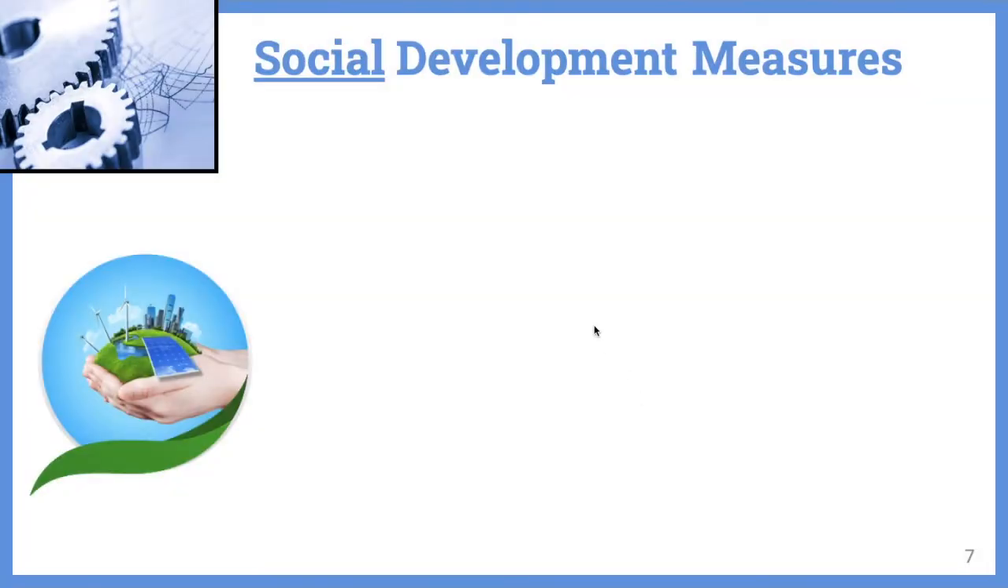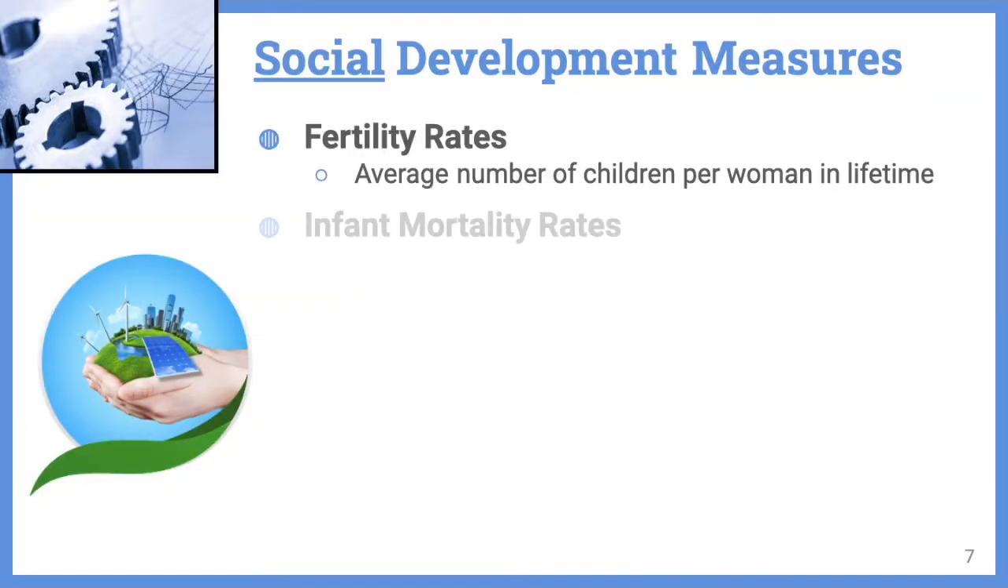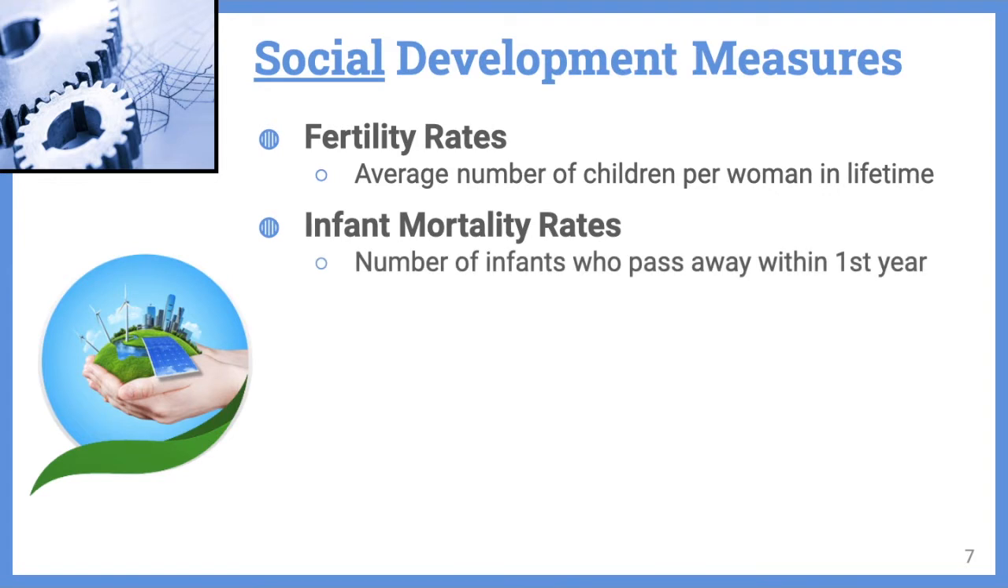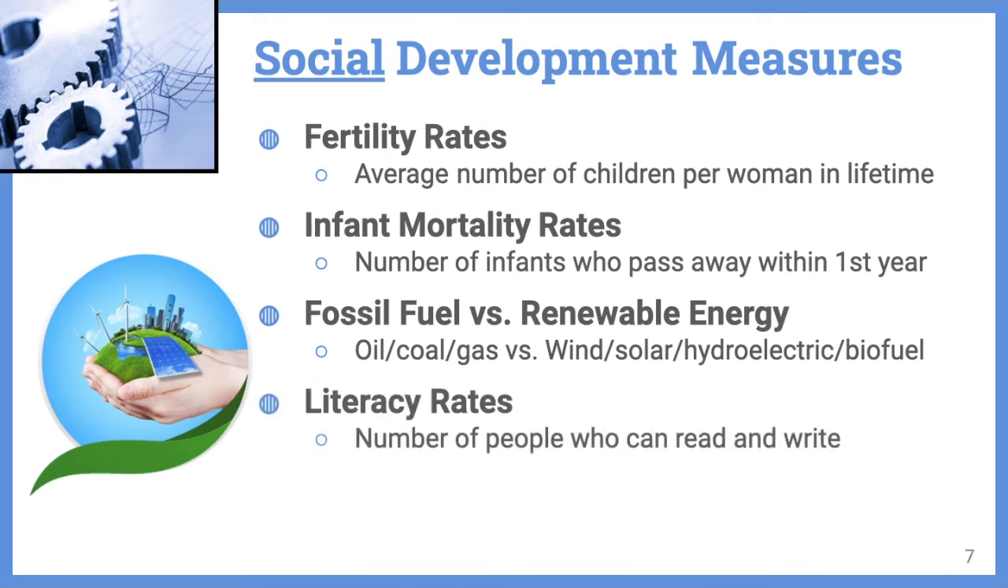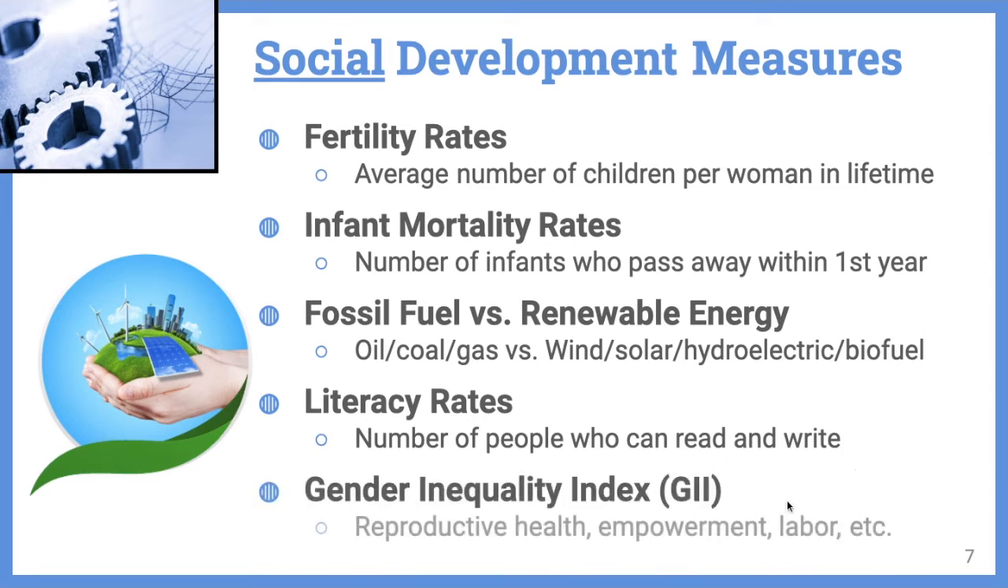What about social development measures? Now we're getting into things like fertility rates, infant mortality rates, which we discussed in Unit 2, Population and Migration. We're getting into sustainable behaviors, fossil fuel use versus renewable energies. We're talking about education levels, things like literacy rates, right? Again, the number of people who can read and write within a population. Or gender equality, or as is measured on the GII, gender inequality.